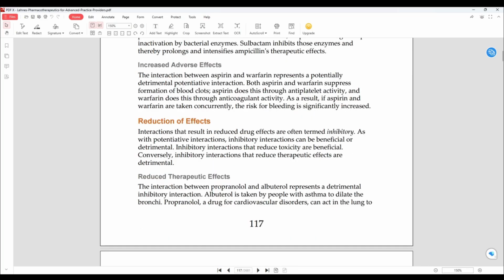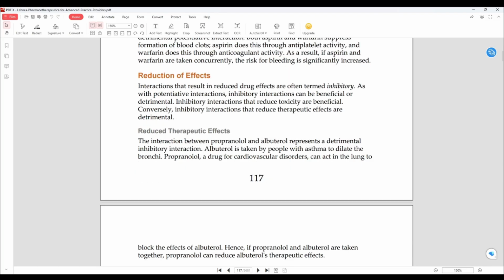Increased adverse effects. The interaction between aspirin and warfarin represents a potentially detrimental potentiative interaction. Both aspirin and warfarin suppress the formation of blood clots. Aspirin does this through antiplatelet activity, and warfarin does it through anticoagulant activity. As a result, if aspirin and warfarin are taken concurrently, the risk for bleeding is significantly increased.